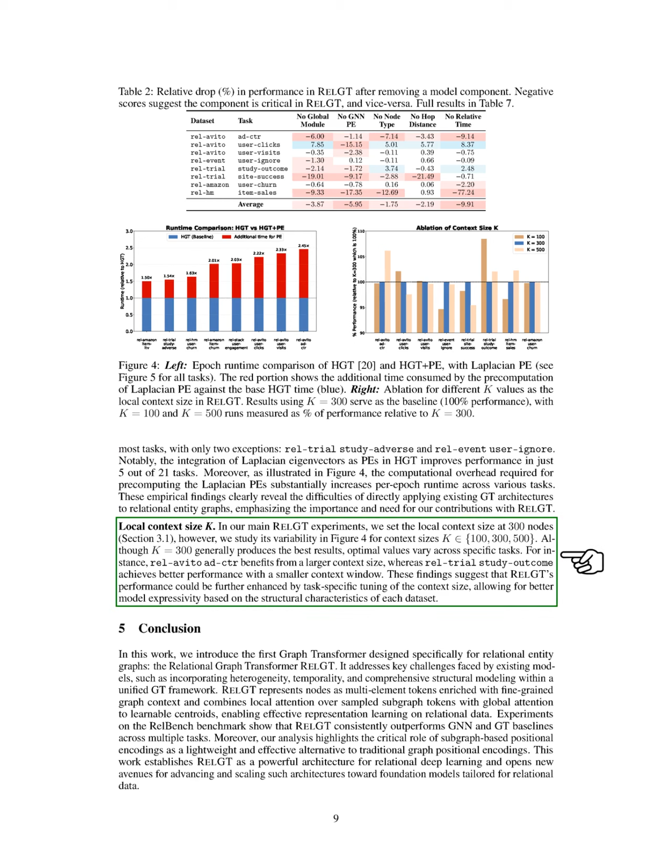Finally, we set the local context size at 300 nodes in our main experiments, but we explore its variability. While 300 nodes typically yield the best results, optimal sizes differ by task. For example, REL Avita ad center benefits from a larger context, while REL trial study outcome performs better with a smaller one. This suggests that task-specific tuning of the context size could further enhance RELGT's performance.